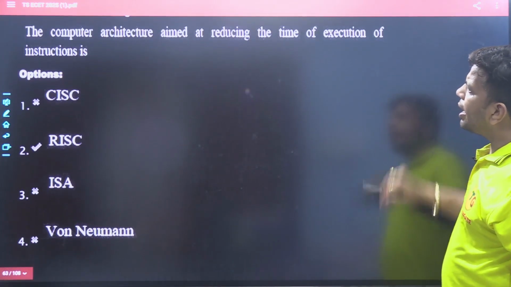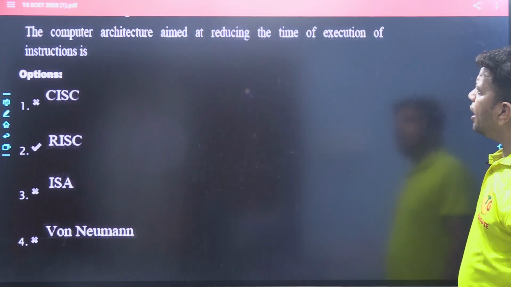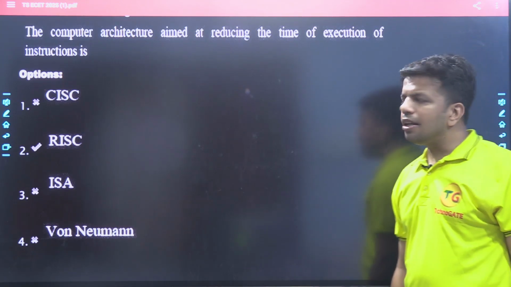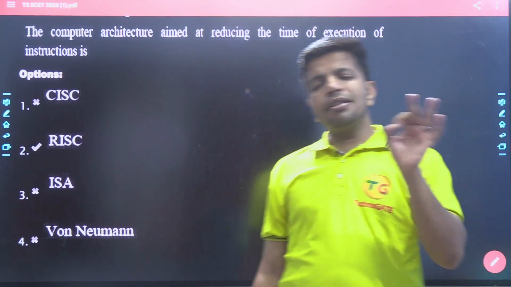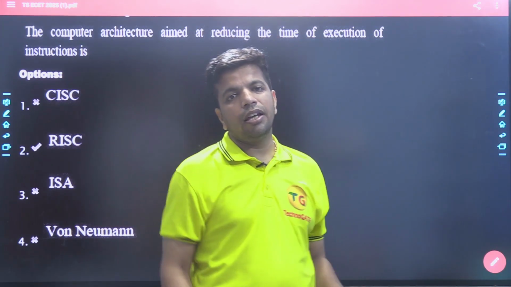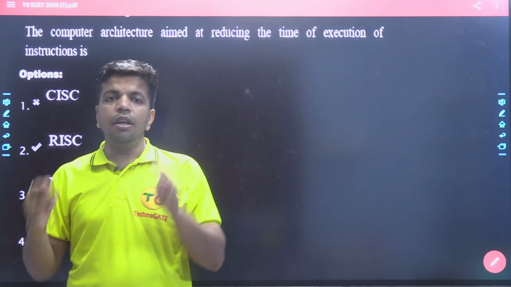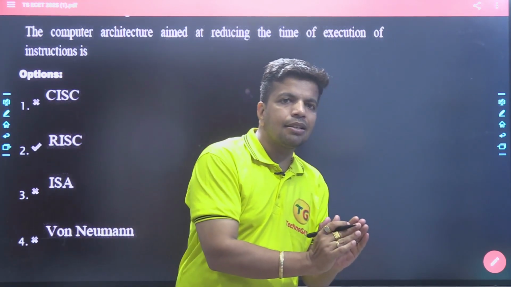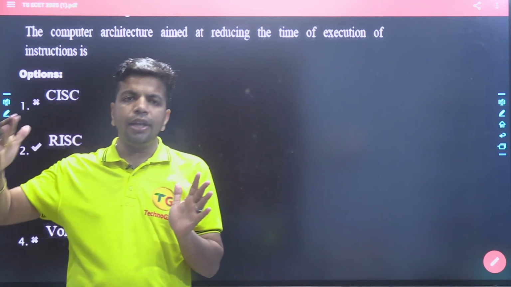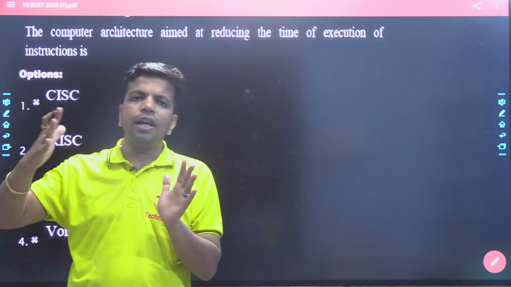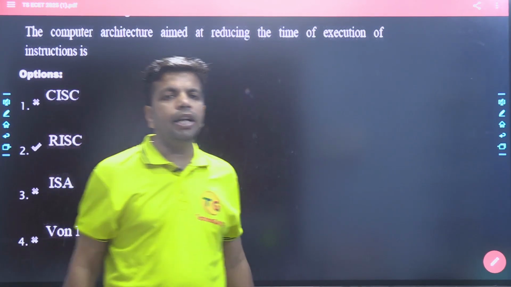The computer architecture aimed at reducing the time of execution of an instruction is the reduced instruction set computer, RISC. Reduced instruction set computer means the number of instructions is less and the hardware is going to increase. If you increase the hardware, then definitely it is going to speed up.